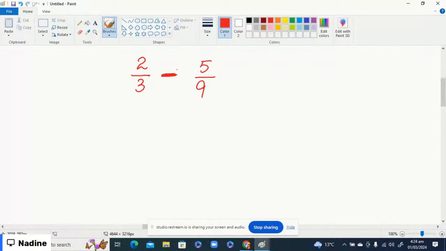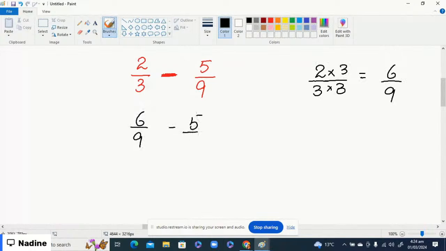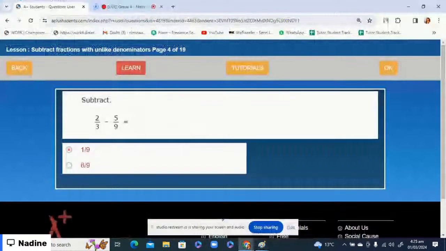First, which number do you all choose? 2 by 3. Okay, let's multiply and divide with which one? 3. What does it become? 6 over 9. 2 times 3 is 6. 3 times 3 is 9. Now it becomes equal. So here we put 6 over 9, then minus 5 over 9. So good. The answer we get is 1 by 9. Well done. So 1 by 9 we get the answer.